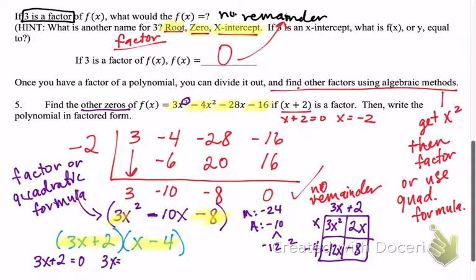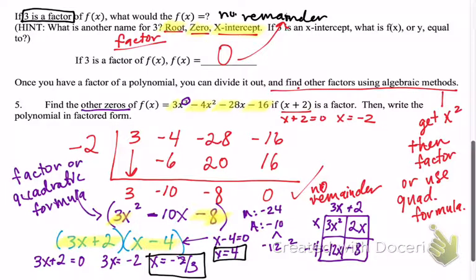3x equals negative 2, so x equals negative 2/3. And then x minus 4 equals 0, so x equals 4. So my final answers, my three solutions, are 2/3, 4, and then -2.